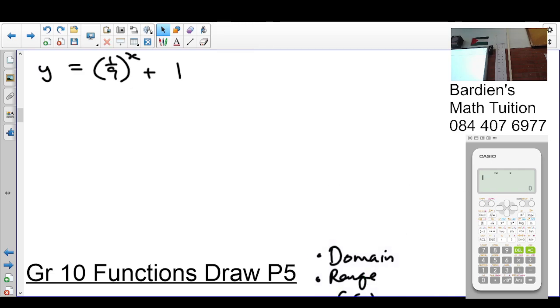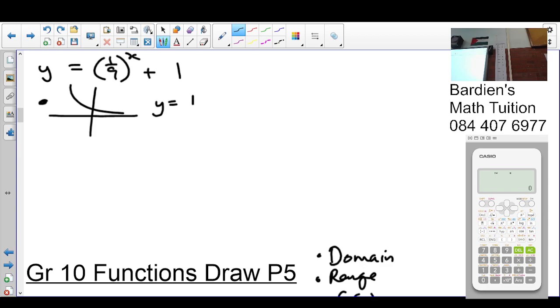Alright, so where do we start here? Shape. This graph is decreasing. There's a horizontal asymptote of y is equal to 1. Secondly, x-intercept. What do you do for x-intercept?